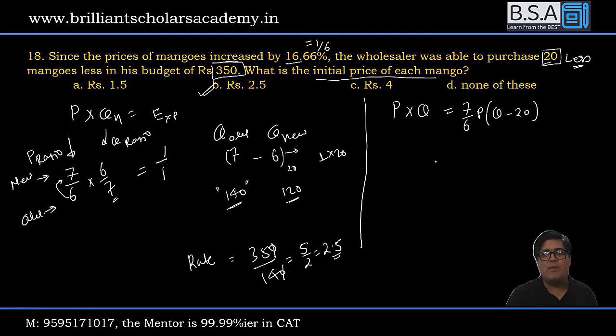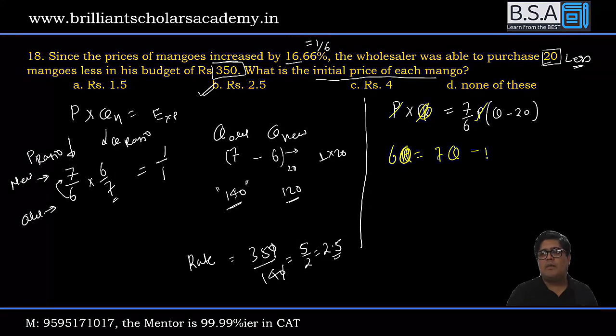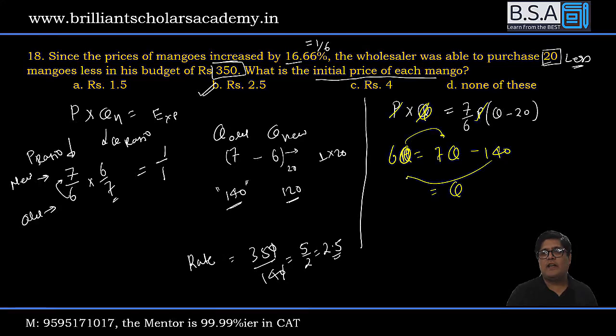कम मिलेगा आपको mangoes. So you can cancel these numbers now. This P and this P is cancelled. Cross multiply. 6P, P and P is cancelled. Q does not cancel. 6q is equal to 7q minus 140. इसको इधर लेकर आ गए, that makes it q. इसको इधर लेकर चले गए, that makes it 140.